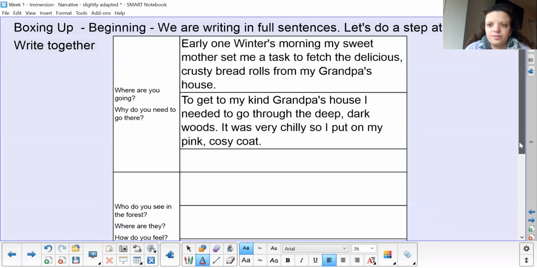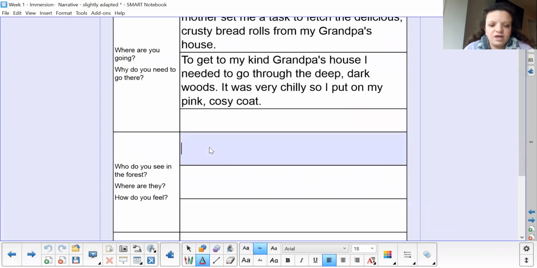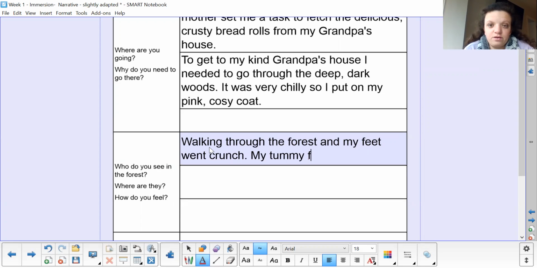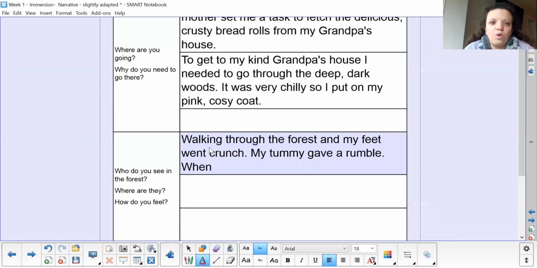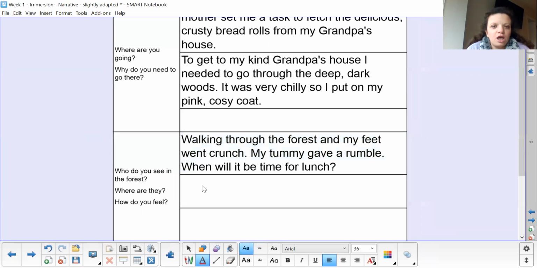Right, so walking through the forest, my feet went crunch. My tummy gave a rumble. When will it be time for lunch? I need to put a question mark at the end because that's a question. Okay, so because I like that phrase that they've used because it rhymes and it goes nicely there.